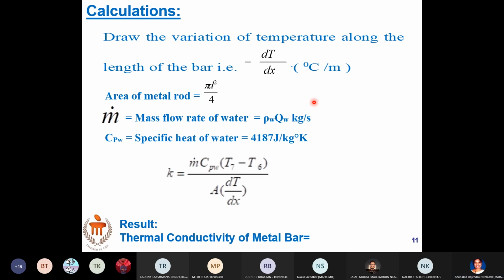Any doubts? In these two experiments, the graph is there for the second experiment. You're supposed to plot the graph here to get your temperature gradient dT by dx. Any doubts? Anybody having any doubt here? No, ma'am.